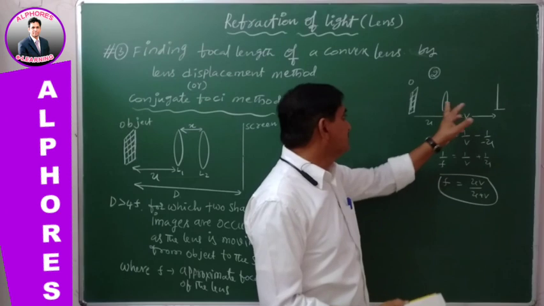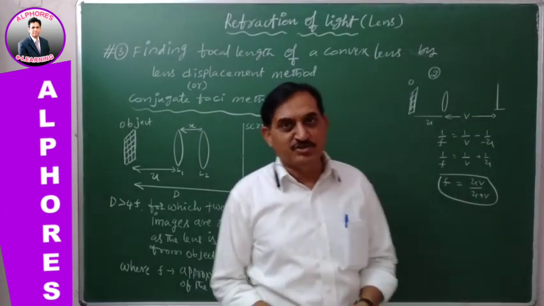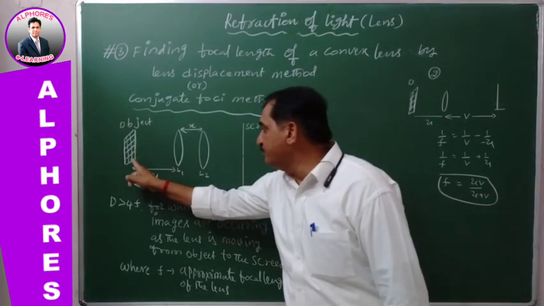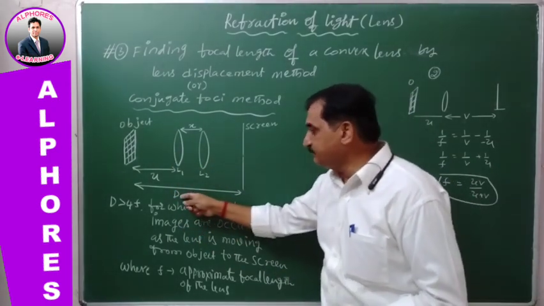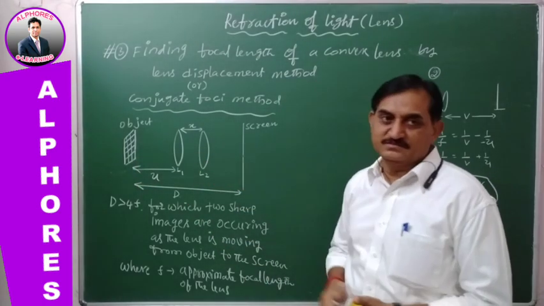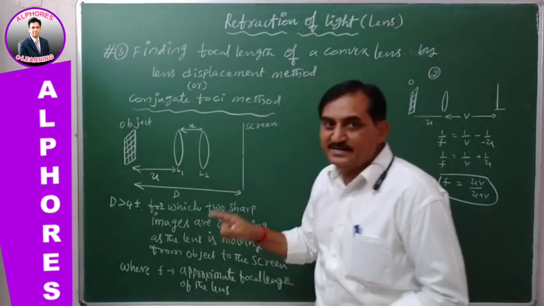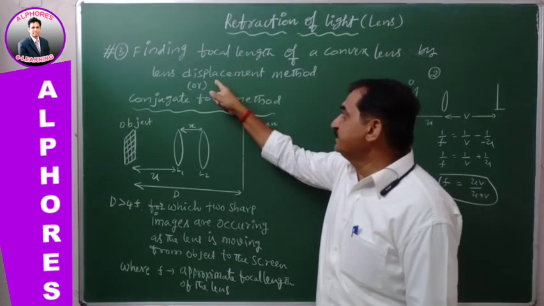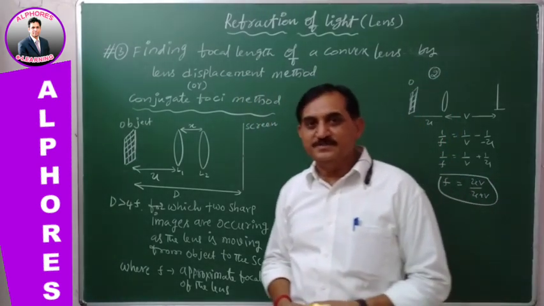In the UV method, the lens is not adjusted; the screen is adjusted to get the sharp image on it. Whereas in the lens displacement method, the object and the screen are kept at a fixed separation, say capital D, and the lens is to be moved from the object to the screen. Therefore the lens is moved or adjusted in order to get the sharp image on the screen. Therefore this method is known as the lens displacement method or conjugate foci method.